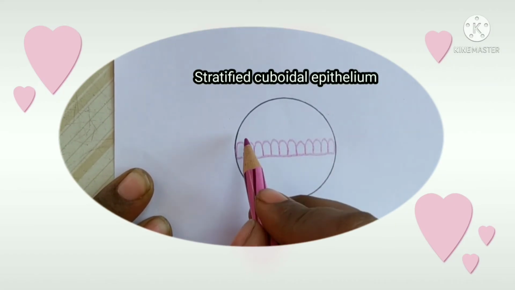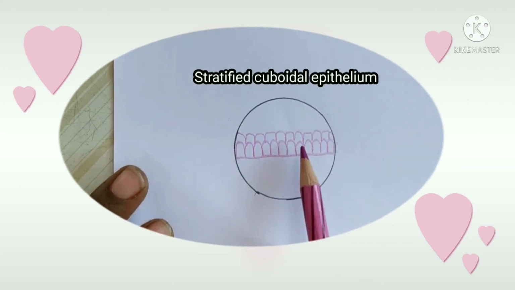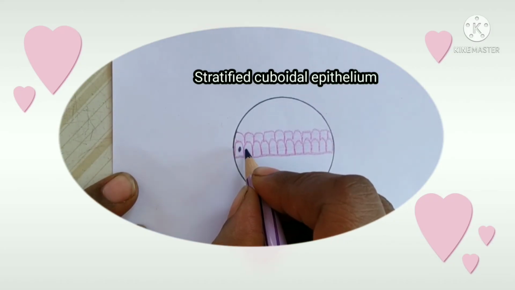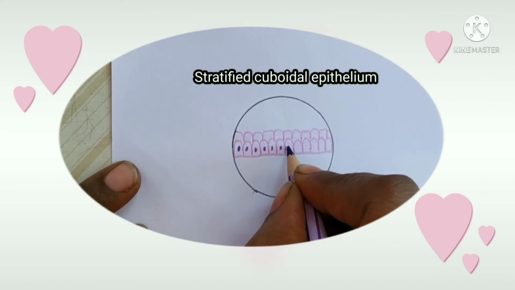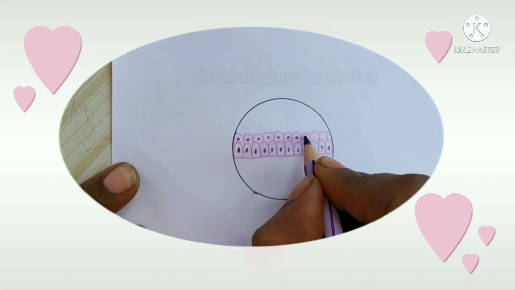The stratified cuboidal epithelium is 2 to 3 layers thick and the topmost layer is cuboidal in shape, usually seen in the ducts of the salivary glands. So the cuboidal epithelium with a round nucleus you have to put.